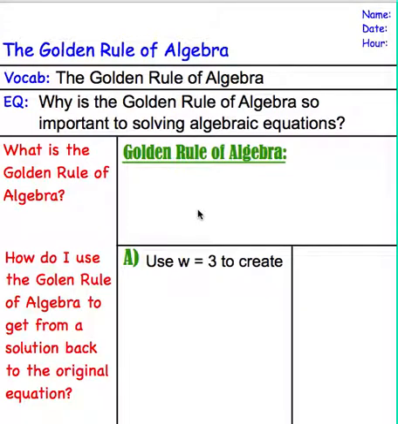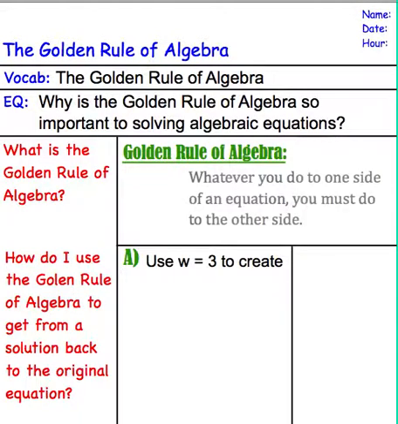Today we are starting our next lesson, which is on the Golden Rule of Algebra. What we mean by the Golden Rule of Algebra is that whatever you do to one side of an equation, you must do to the other side. There are 3 or 4 properties of equality that go with the Golden Rule of Algebra, but this statement is basically the bottom line, that you have to maintain that balance as if it is a scalar balance that we want to work with.